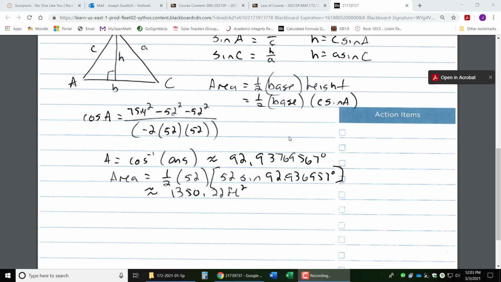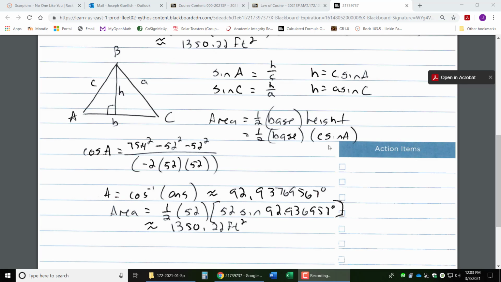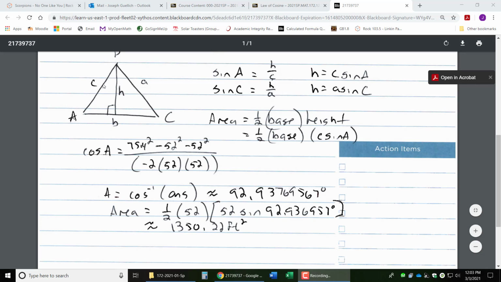So with that angle, because I'm using sine of A, angle A, I'm going to use side C, which is the hypotenuse. So angle A, the height is the opposite, the C is the hypotenuse. So depending on how you set that triangle up, you might use different side angle combinations. And then you just plug it in. 1/2 the base, in this case, is 52, times that. Same 1350.22, you get it right there.